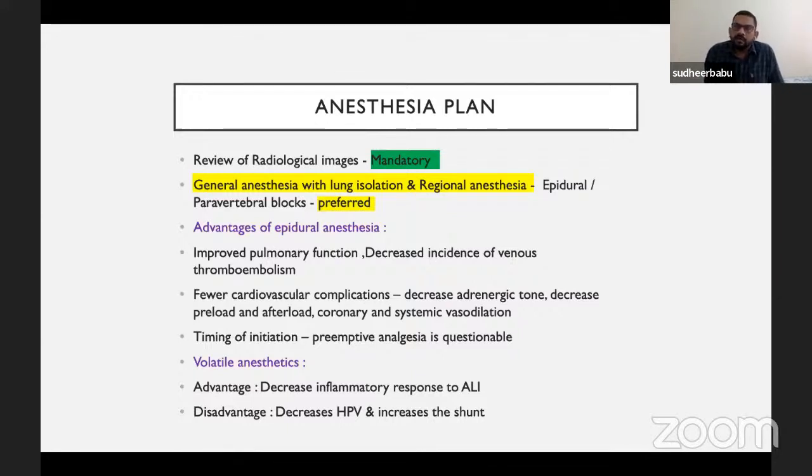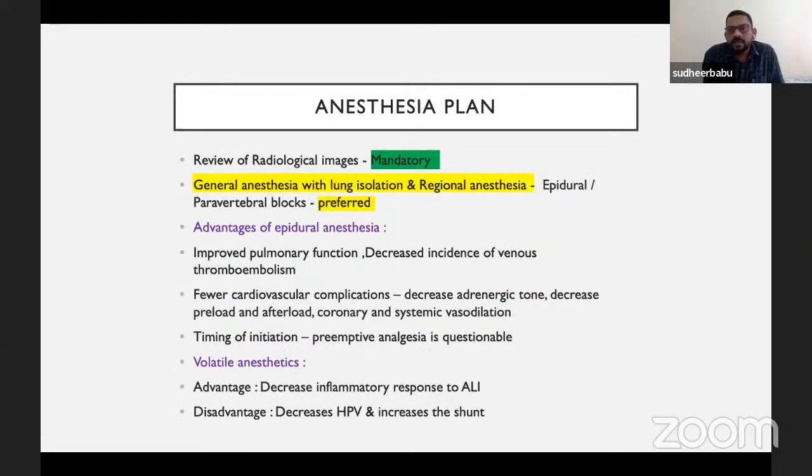Okay. Just for completion's sake, the advantage of volatile anesthetics is that they decrease the inflammatory response to acute lung injury, but they have a disadvantage: they may attenuate the HPV response and increase the shunt. Okay.